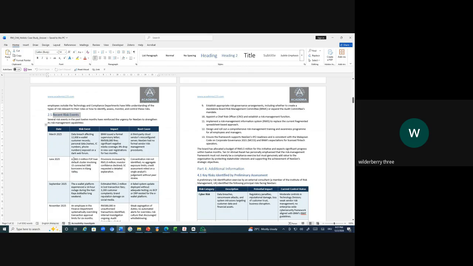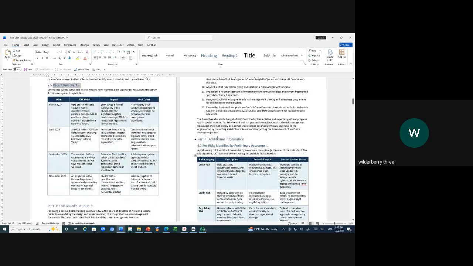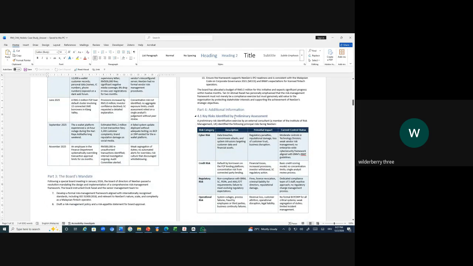Just to give you that. Then you have the list of the reasons, and then also some additional information. What are the risks identified by the preliminary assessment? Of course, they had some assessment. They had a risk catalog. For example, they listed cyber risk, credit risk, regulatory risk. You have the description, the negative potential impact, what can happen, and the actual control state, so how they managed it so far. No enterprise-wide cybersecurity framework aligned with Bank Negara's RMIT guidelines is in place. They have some cybersecurity framework, but obviously it has a lot of loopholes in a way.